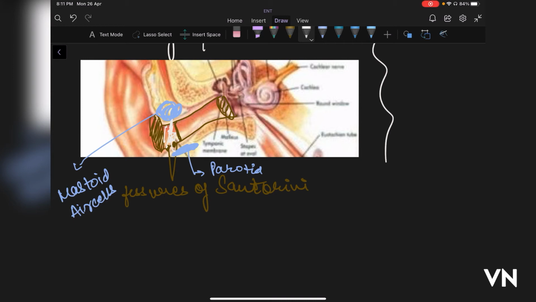One of the superior relations of the auditory canal are your mastoid air cells. Any infection of the mastoid air cells can also travel down through the fissures of Santorini and lead to an infection of the parotid as well.